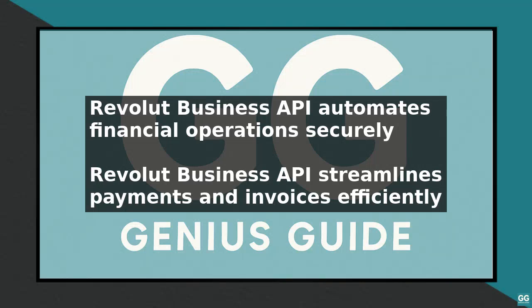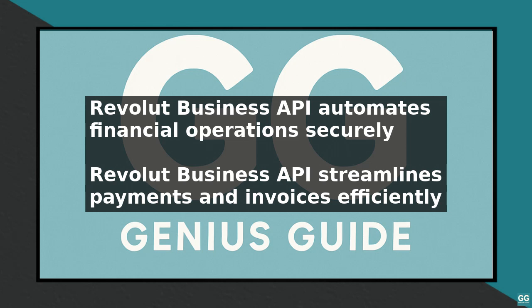Introduction to Revolut Business API. Revolut Business API is a powerful tool that allows businesses to automate and streamline their financial operations. The API provides a secure and efficient way to manage payments, invoices, and other financial tasks. In this guide, we will walk you through the process of getting started with Revolut Business API and provide practical examples of how to use it.